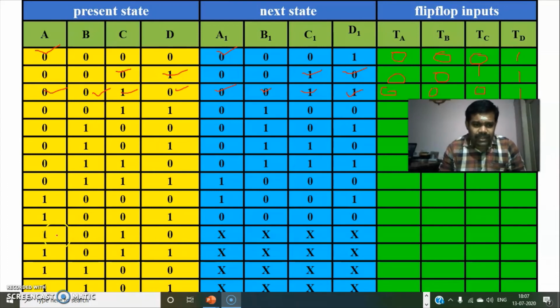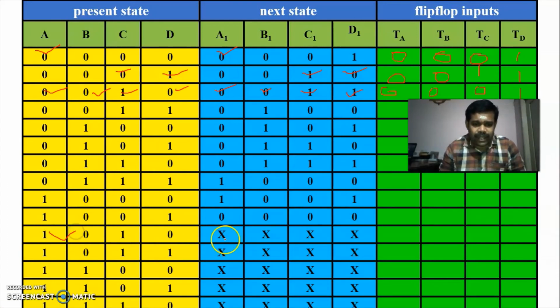Now you come to here. For A and A1, 1 x is x, 0 x is x. So only the present state and next state 0 0, 0 1, 1 0 and 1 1 have defined inputs. If the present state is 1, next state is x, then the input is x. Similarly, if the present state is 0, next state is x, then the input is x. So you have to fill these flip-flop inputs.